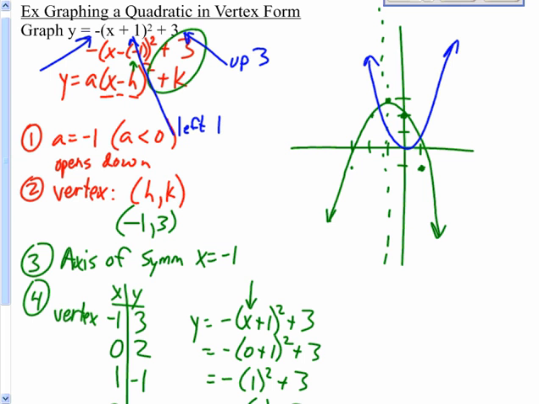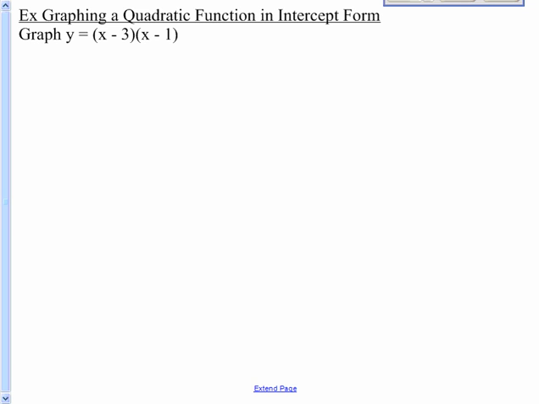Okay, let's go to another form now. This is the intercept form, because it's really easy to find your x-intercepts when you're doing this. So let me write the a times x minus p times x minus q. That's how we're going to look at this thing, in intercept form. Now your a in front there, a is 1. So a is still positive, opens up.